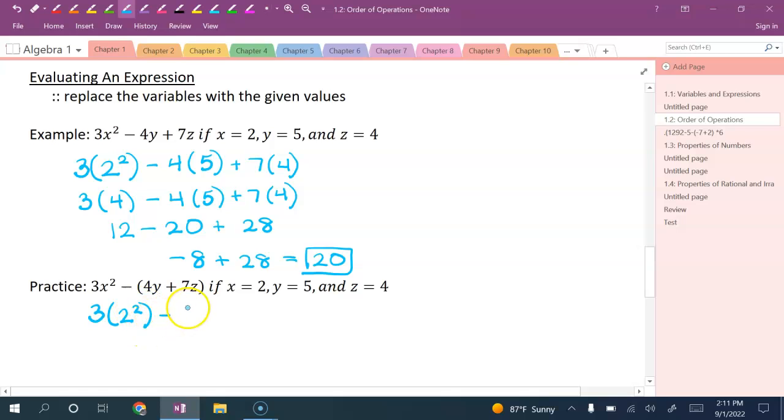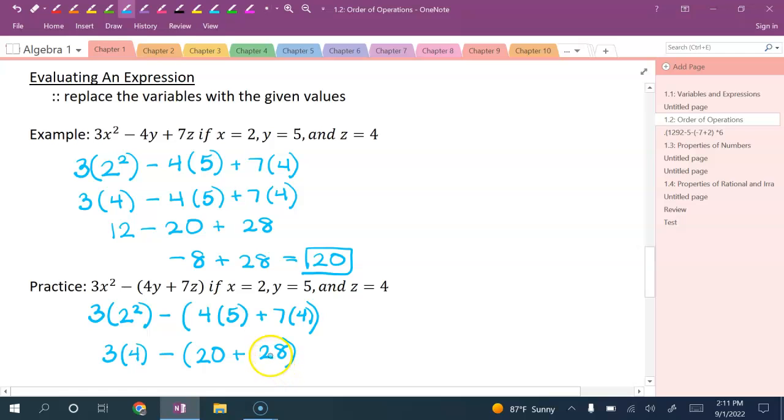So step 1 is to, again, replace all of those letters with the values that they gave us in the problem. Now start evaluating. So we have 3 times 4 minus, inside here I'm going to multiply 20 and 28 there.